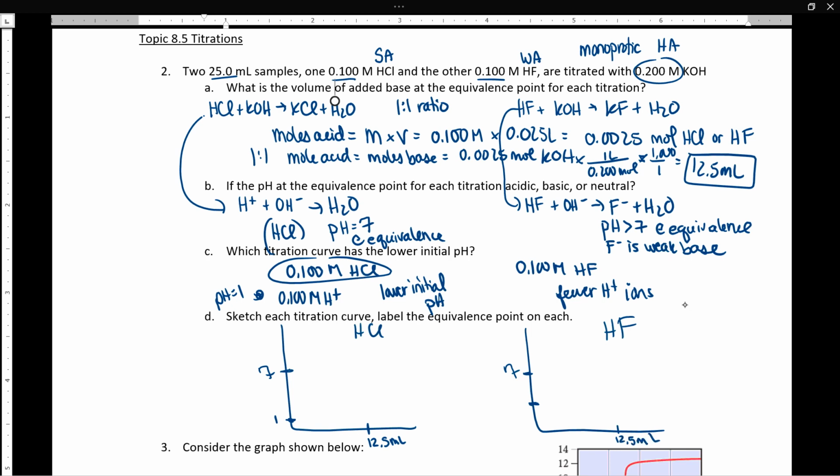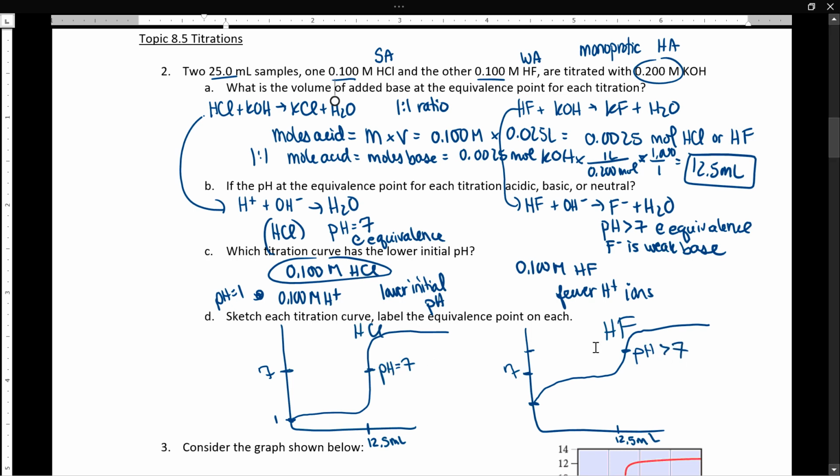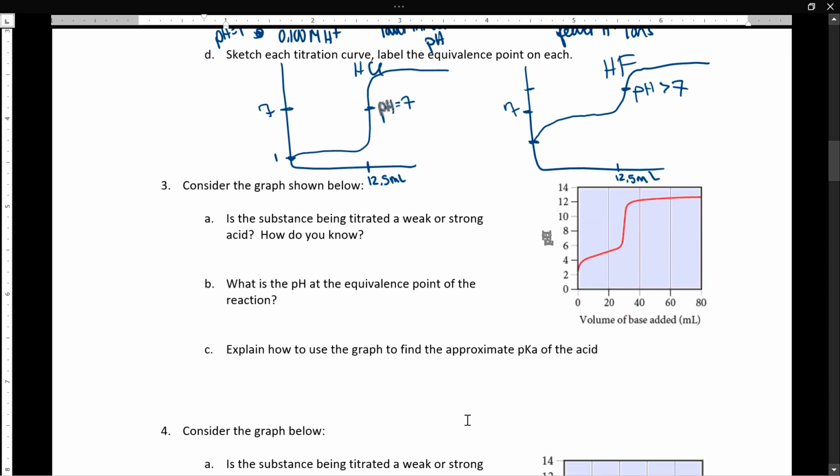But the strong acid curve is going to look a little bit like this and be very dramatic. And we should find that the pH is equal to 7 at equivalence. The HF is going to look more like this. It's going to go up a little bit, and then it's going to go like that. So it's going to be a shorter vertical region. And the pH at equivalence here is going to be somewhere greater than 7. So we can see the similarities and the differences in these two curves, your strong acid versus your weak acid. Okay, let's look at another graph here.